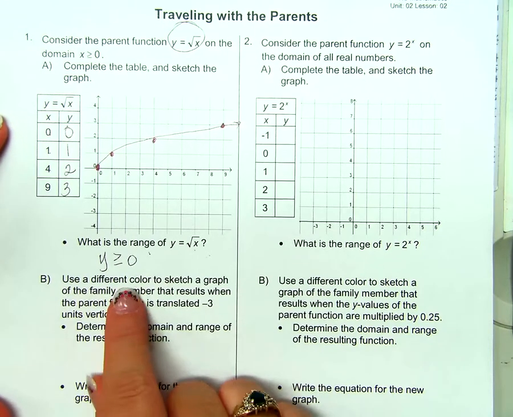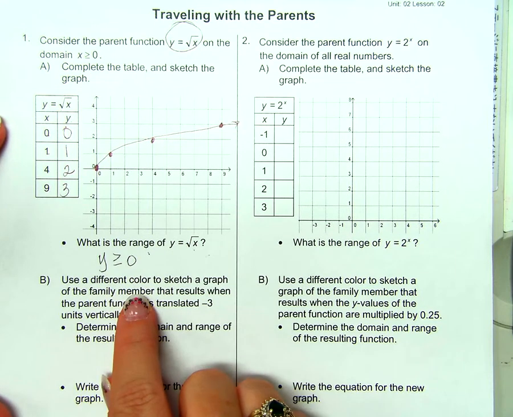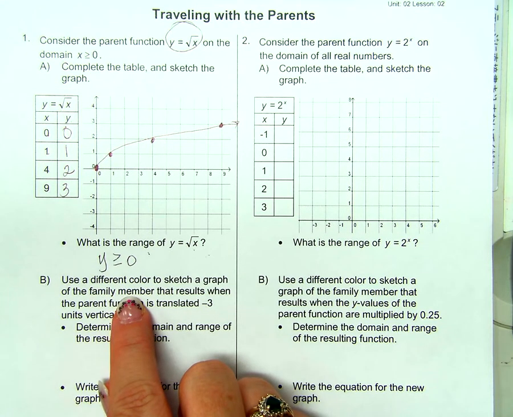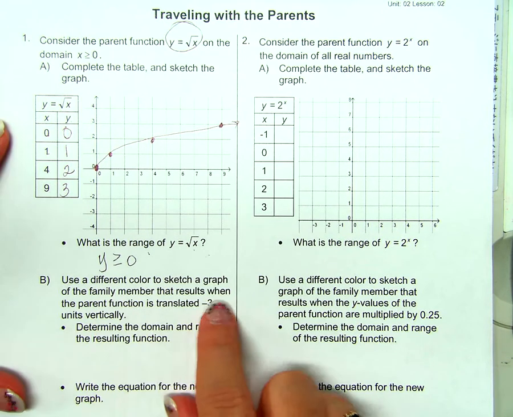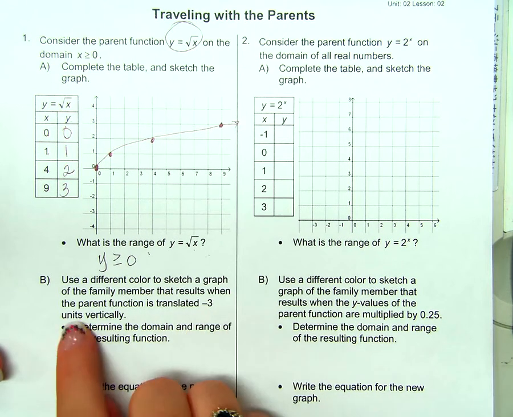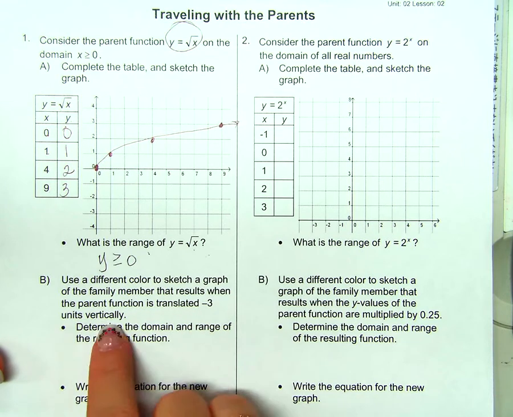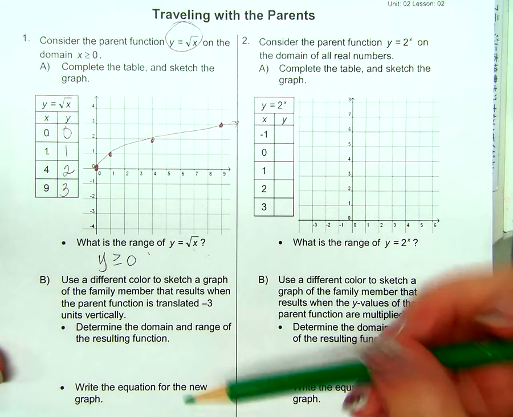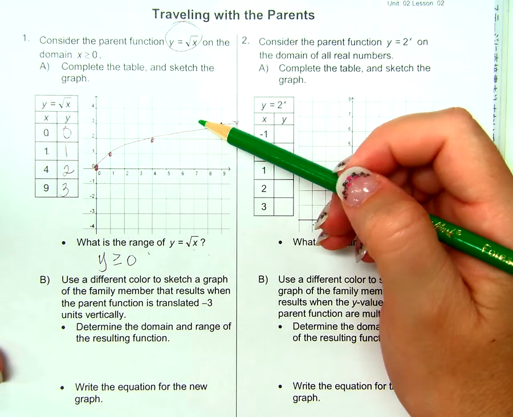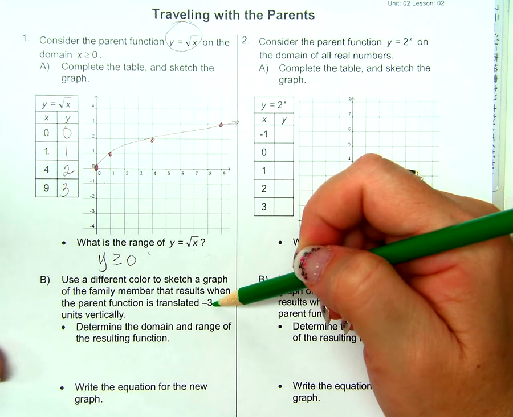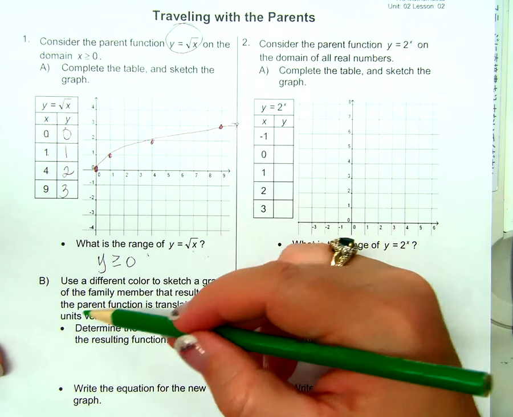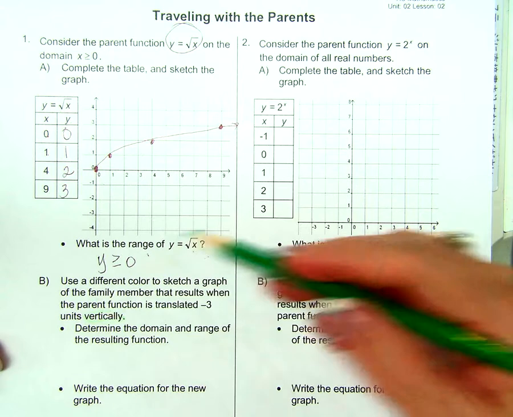B. Use a different color to sketch a graph of the family member. Now, we're not talking about your sister or your brother, are we? What family member are we talking about? The function family, right? That results when the parent function is translated negative 3 units vertically. So that means every point on this graph needs to go where? Down 3. How did you know it was down 3 and not left 3? Because it says vertically, right? I need you to know that vertically means up and down.